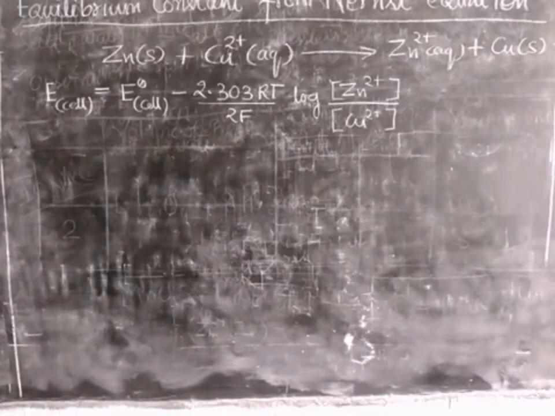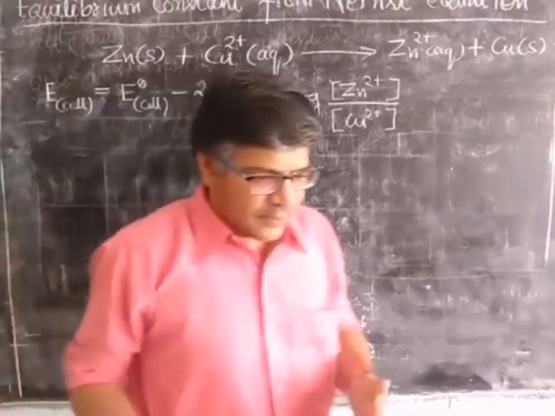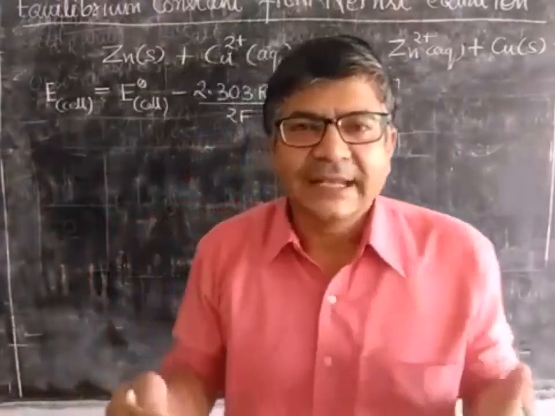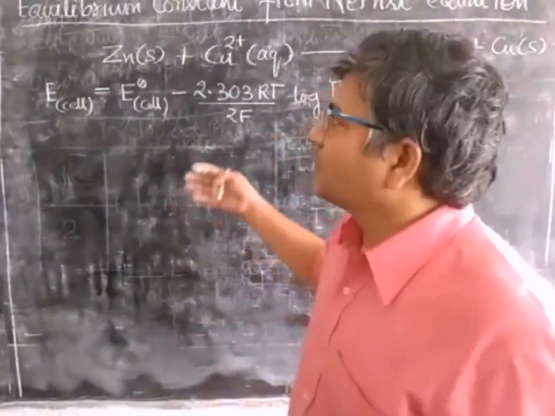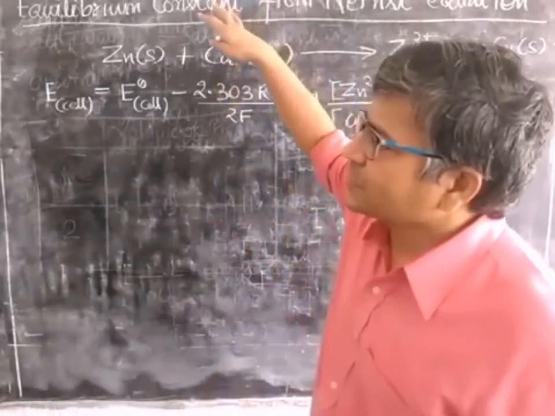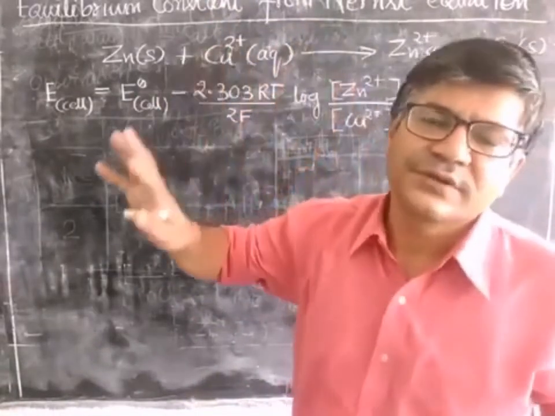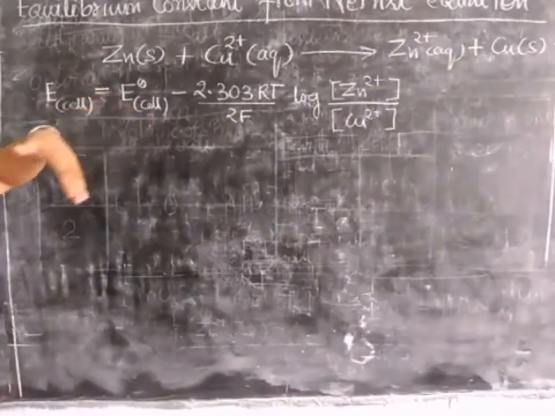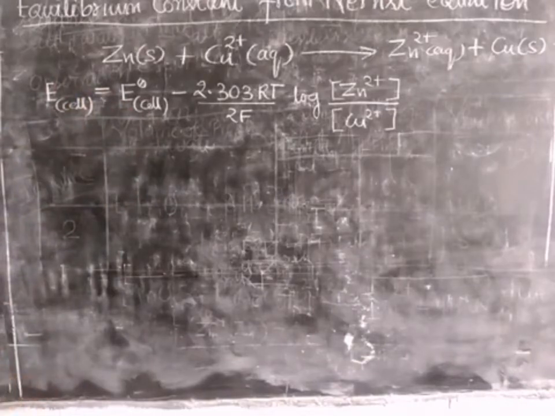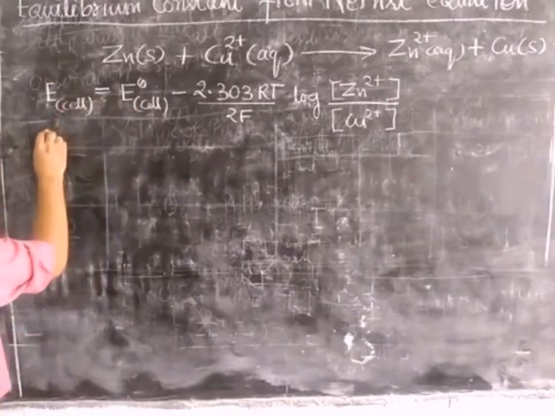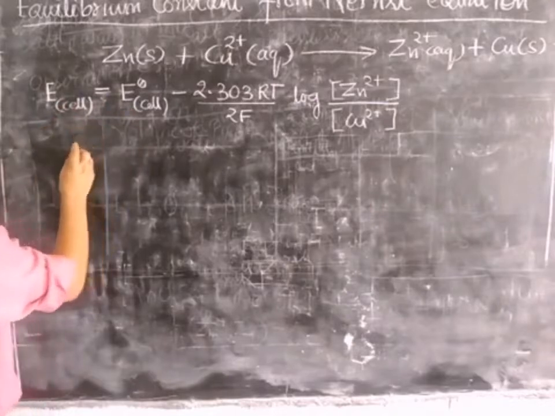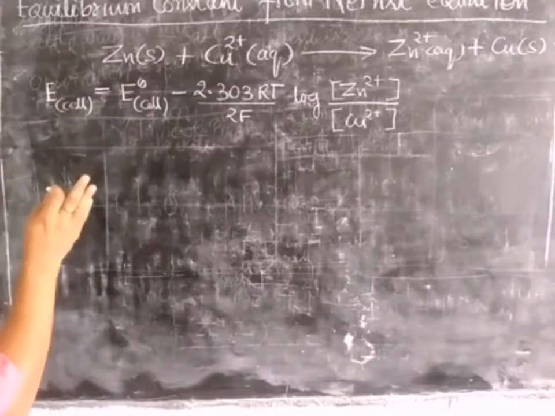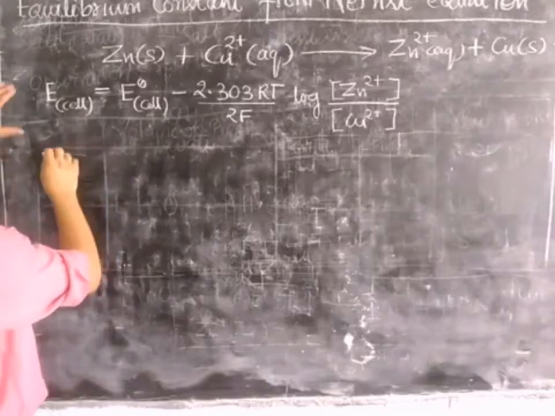Now if reaction is proceeding and it has attained equilibrium, in that case the overall EMF of the cell, the potential difference, will come to 0. It will become 0 as the value has attained stability. So in that case, this equation will be modified. Moreover, in that case, EMF of the cell will become 0. Okay, if it becomes 0, then what happens?